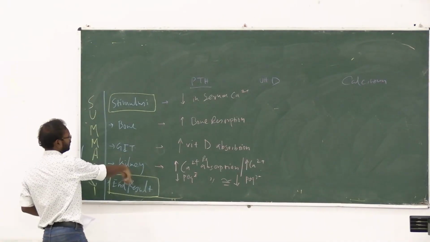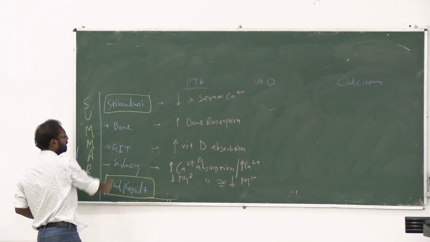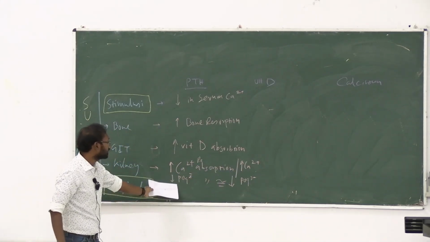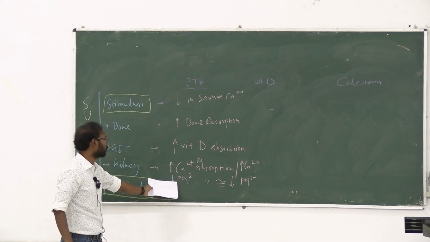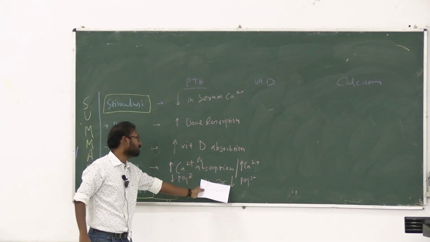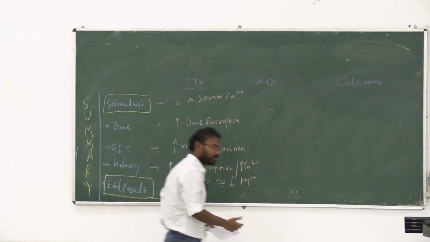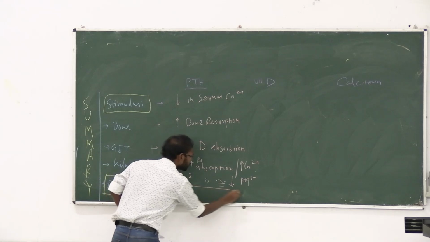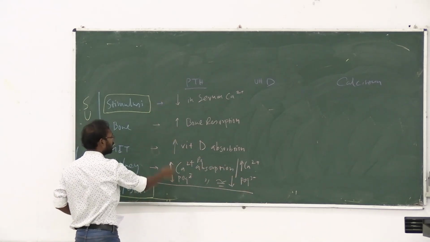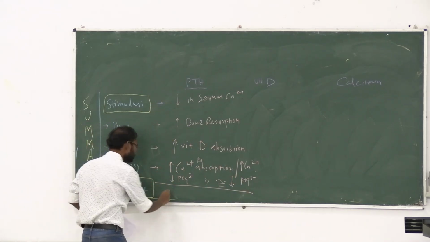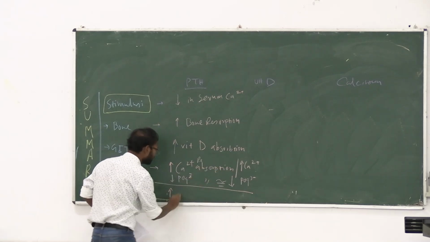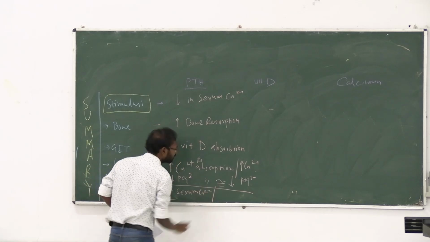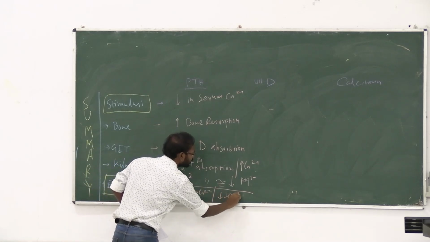In bone, increase in bone resorption; in GIT, increase in vitamin D absorption; in kidney, increase in calcium reabsorption, meaning increasing serum calcium, and decrease in phosphate reabsorption. Decrease in phosphate reabsorption means decrease in serum phosphate. Did you understand? So the end result of PTH is all those results combining. Ultimately the end result is these only: increasing serum calcium and decrease in serum phosphate.